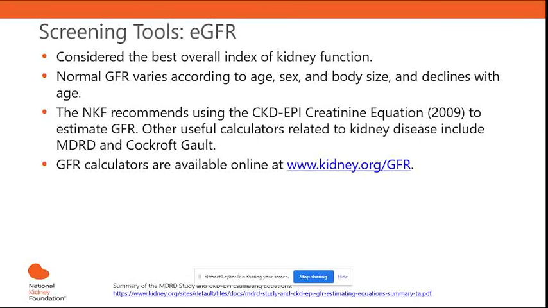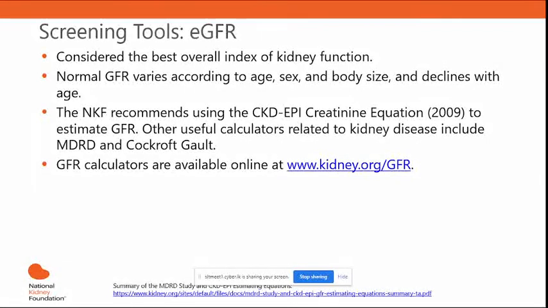And the National Kidney Foundation recommends using the CKD-EPI creatinine equation, which was developed in 2009, to estimate the GFR. So we don't actually measure the GFR because it's a cumbersome procedure. We check the serum creatinine by the standard method, and we use this formula to calculate the estimated GFR.